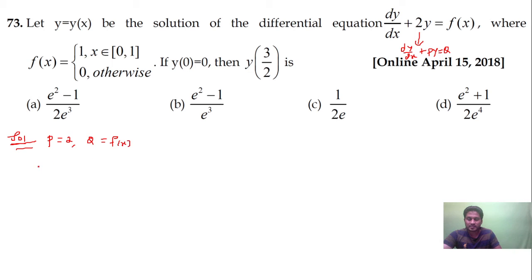Now the integrating factor is equal to e power integration of p dx. So this is equal to e to the power of 2x. Now the solution is y into integrating factor is equal to integral q into integrating factor dx plus c. So y into e power 2x is equal to integral of q into integrating factor. Q will be equal to f(x), times e power 2x, dx plus c.